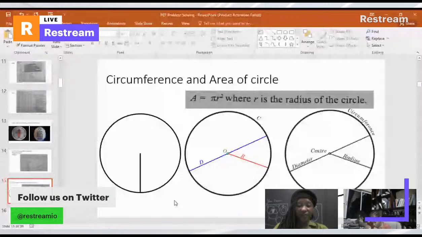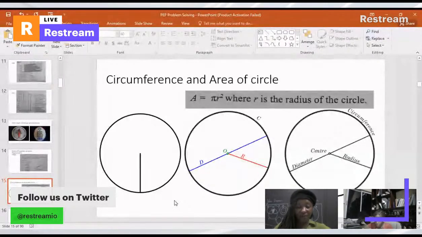So the first formula, area equals pi r squared, where r is the radius of the circle. So here we have 3 diagrams of the circle. A, area. So to find the area of the circle, it's pi r squared, where r is the radius of the circle.